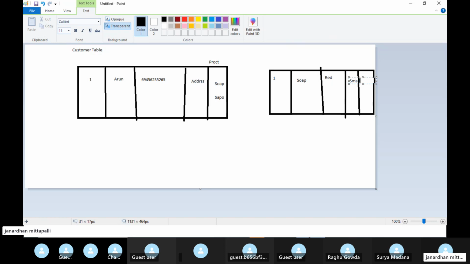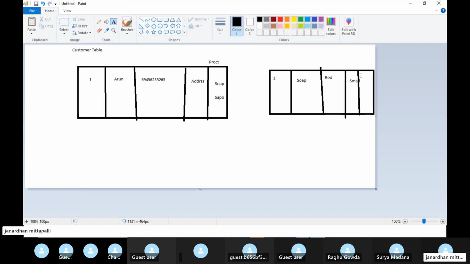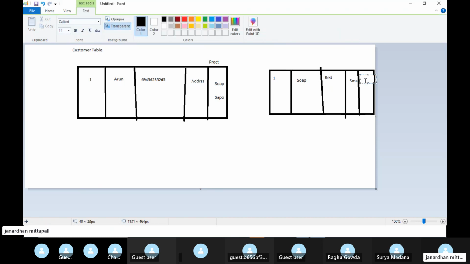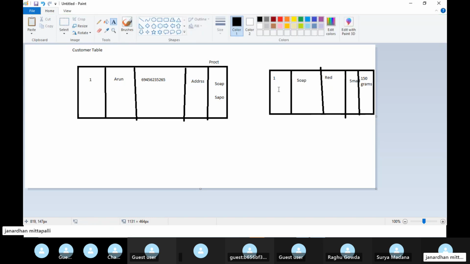It depends. This data we are not going to enter in real time. All this data will come from the business user. But why I'm saying all these things is that you need to understand what is normalization, what is denormalization, and how we have to create the right data tables. Okay, small, and you can measure the weight also. Just assume 150 grams. All of this is only product related information.